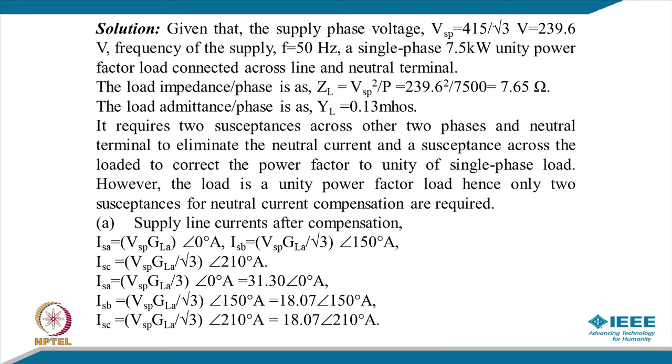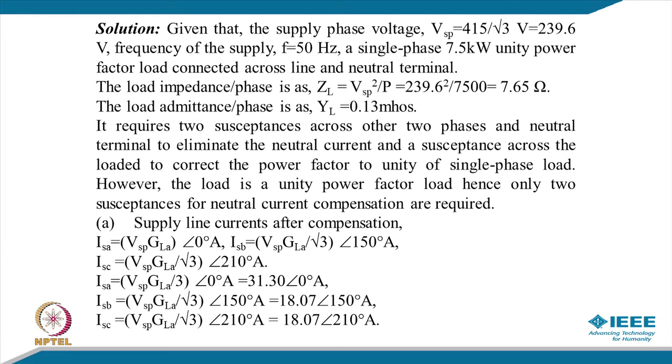Given that the supply voltage is 415 by root 3, because it is a star connected load, we have to find out the per phase voltage. So, that comes to 239.6 volt, frequency 50 hertz, and a single phase load of 7.5 kilowatt unity power factor load connected across the line to neutral. So, we can find out the load impedance as Vs square by P, and putting the values we get the ohmic value 7.65 ohm, and the load admittance per phase comes as the reciprocal, 0.13 mho.